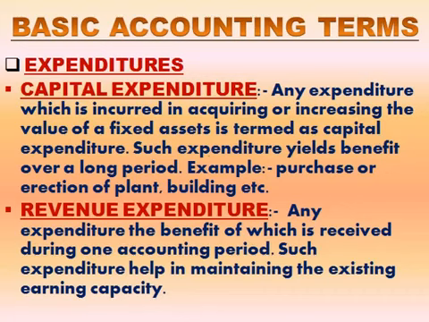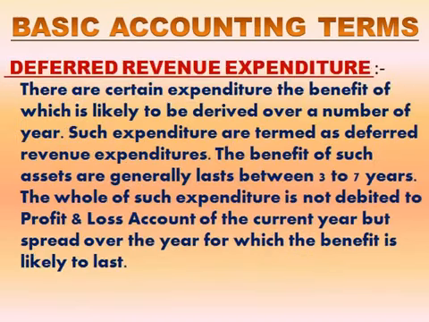There is also a third type of expenditure which is deferred revenue expenditure. Deferred revenue expenditure is revenue in nature and the benefit of such expenditure is likely to be derived over a number of years. The benefit of such expenditure generally lasts between 3 to 7 years. That means the whole of such expenditure is not debited to the P&L account of the current year. Only part of such expenditure is taken into the P&L account every year and the unwritten portion is allowed to stand on the asset side of the balance sheet.